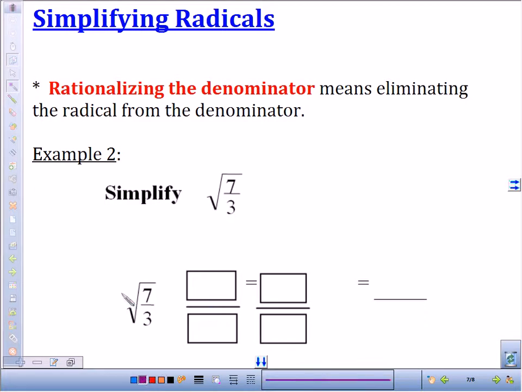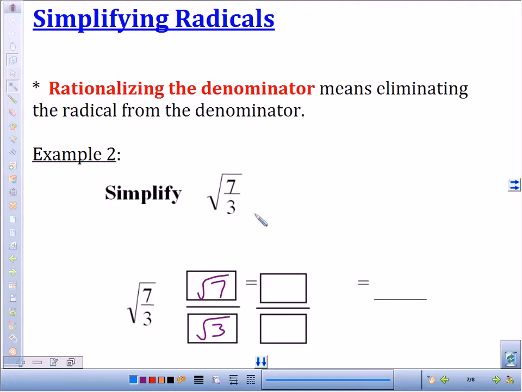For instance, if I have the square root of 7 over 3, using that quotient property, I can split that into the square root of 7 over the square root of 3. I'm allowed to do that. Now, here's the problem. Neither one of these simplifies. There are no factors of 7 that are perfect squares. There are no factors of 3 that are perfect squares. But I'm not allowed to have this square root of 3 on the bottom of a fraction.